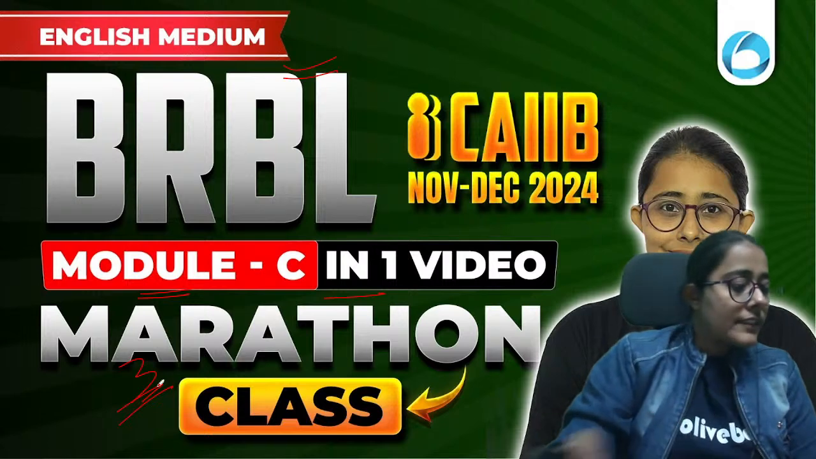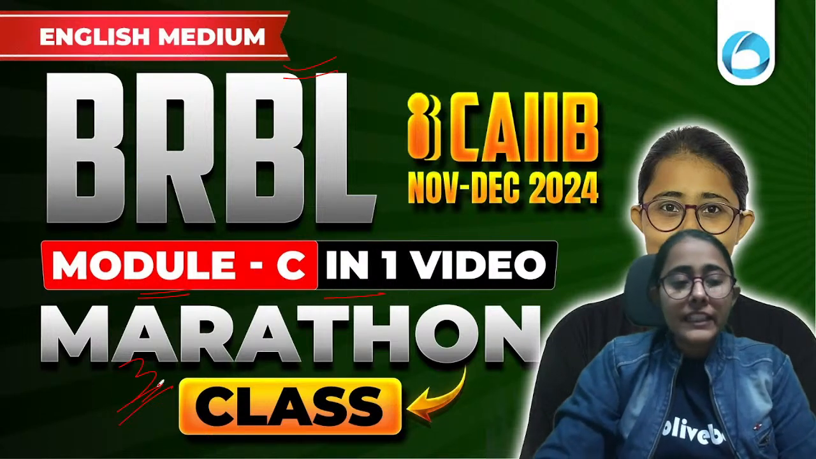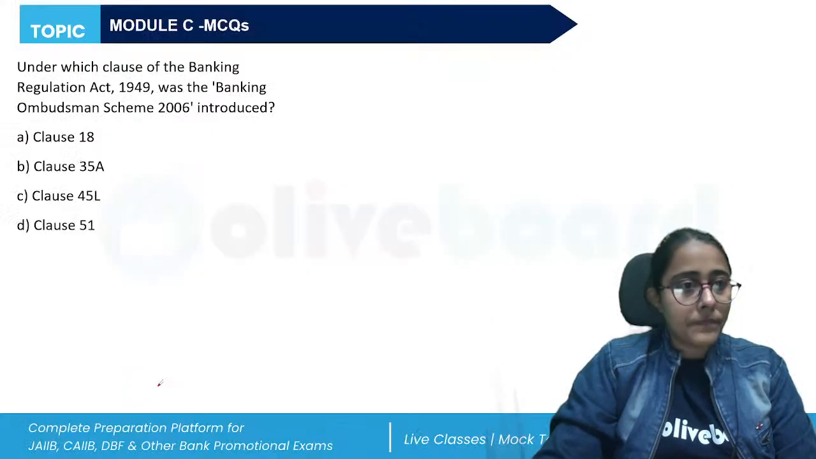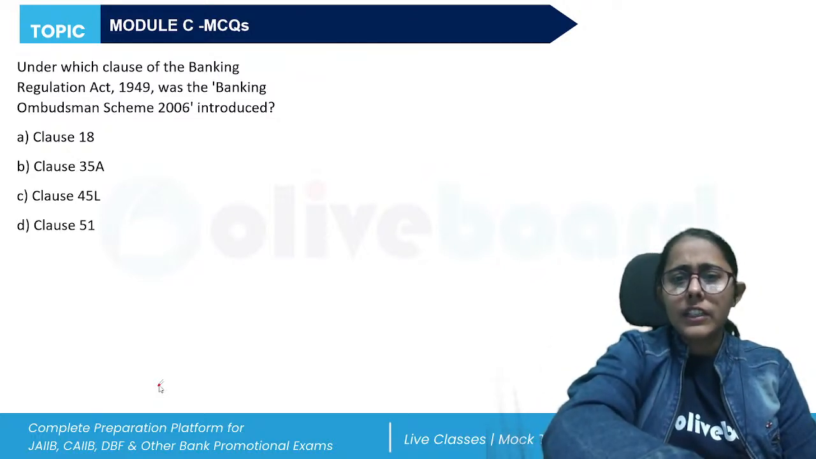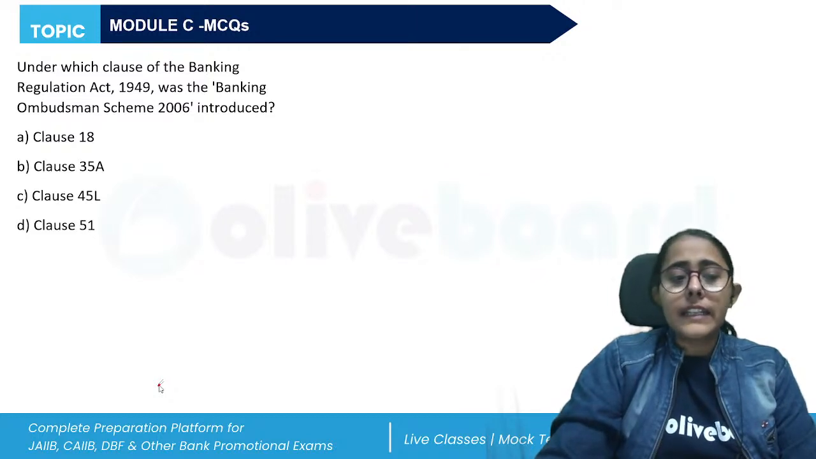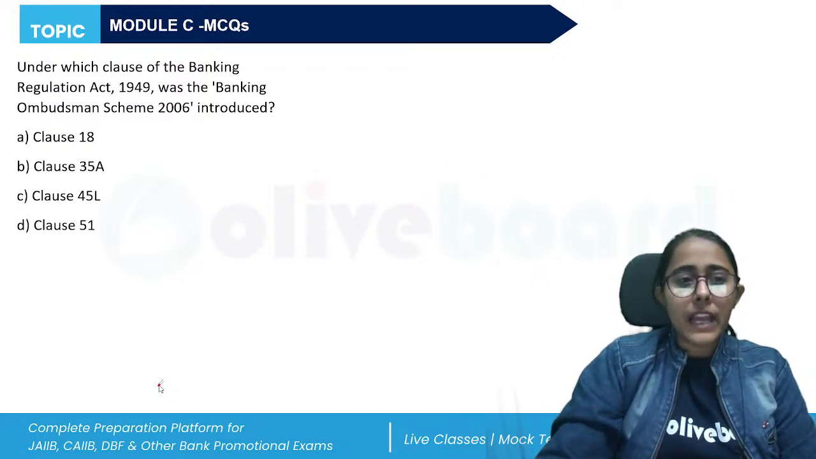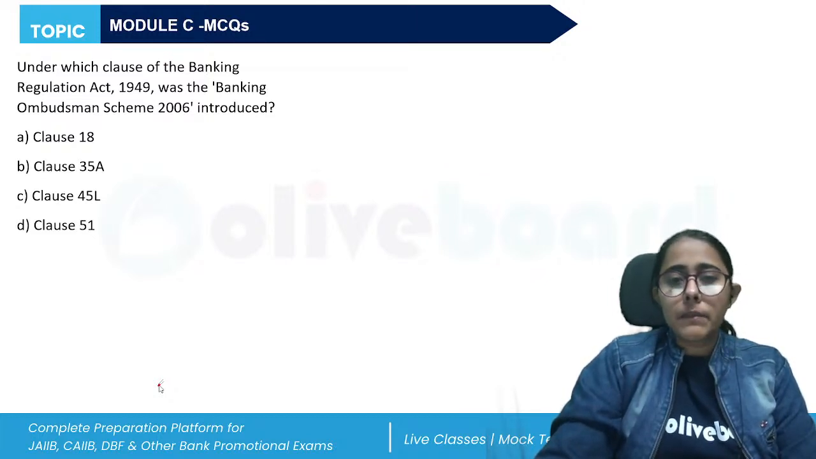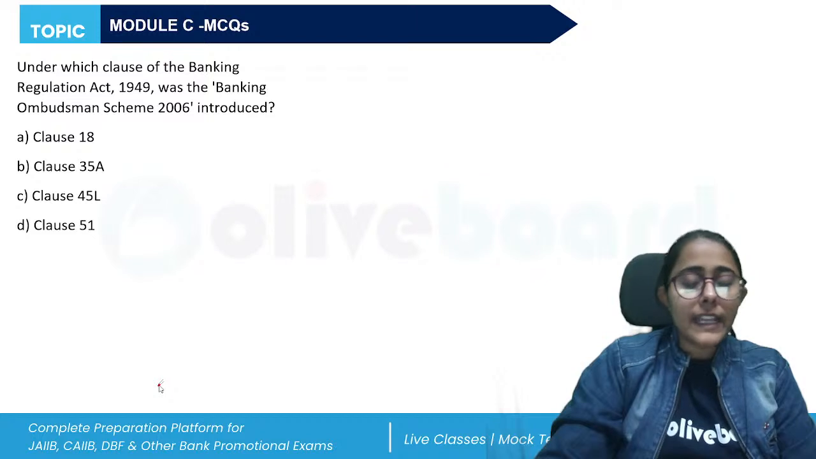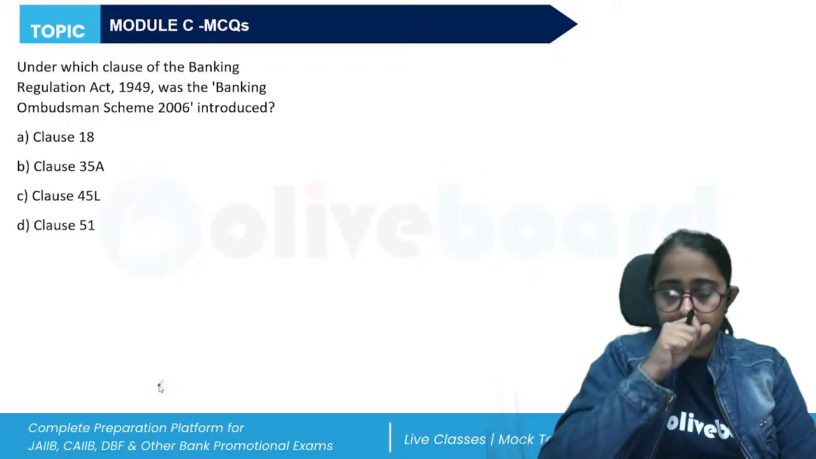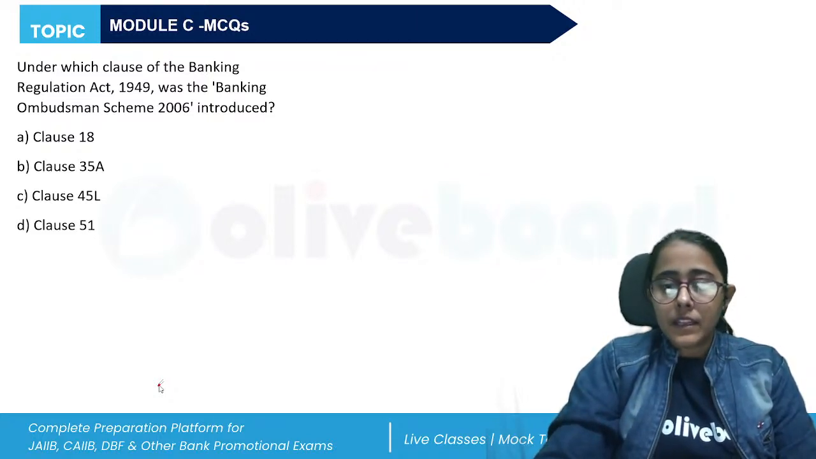So now let us start with the first question from module C for our BRBL preparation. Various acts in the module C are covered, like we have the RBI Integrated Ombudsman Act, then we have the Micro, Small and Medium Enterprises Development Act, right? These are the various debt recovery, Legal Services Authority Act that are covered in Module C.